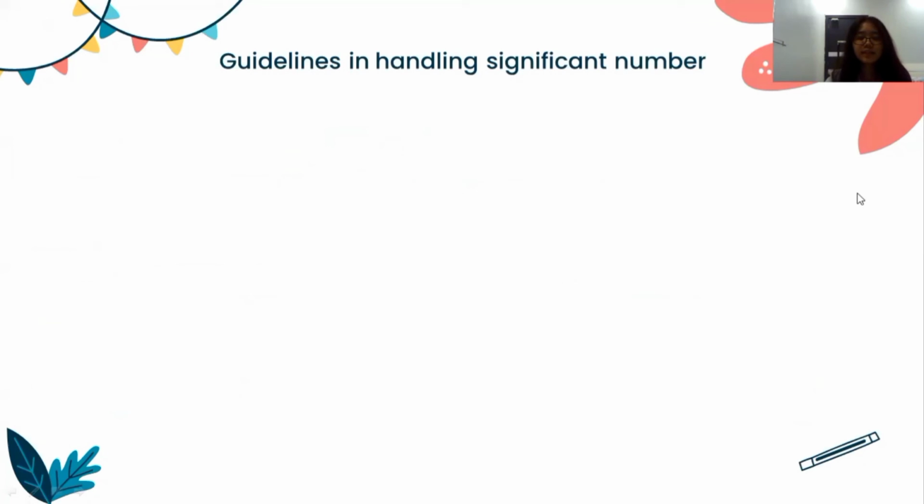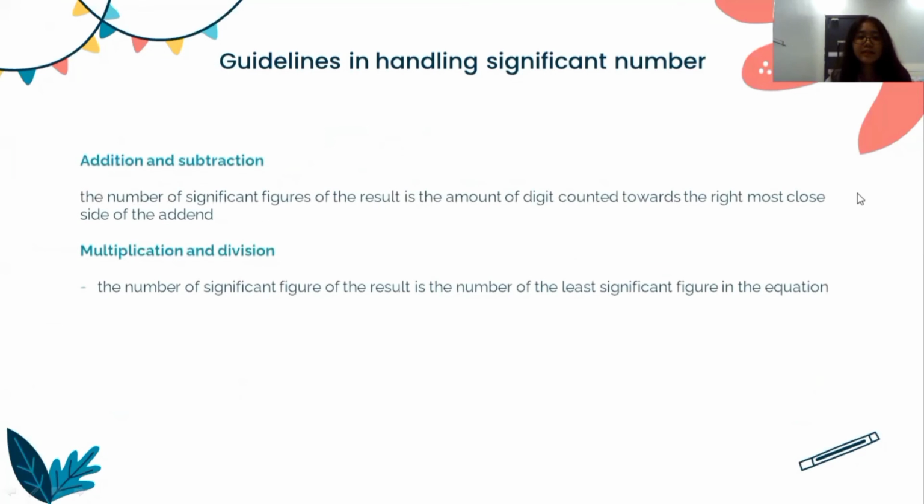Guidelines in handling significant numbers. The first one is addition and subtraction. The number of significant figures of the result is the amount of digits counted towards the rightmost close side of the addend. Next is multiplication and division. The number of significant figures of the result is the number of the least significant figure in the equation.